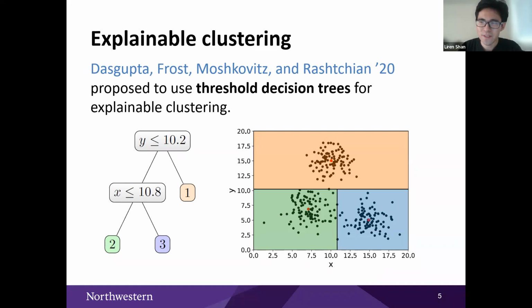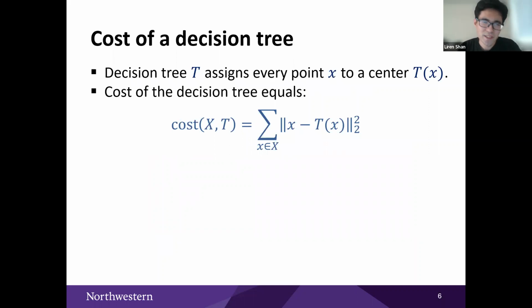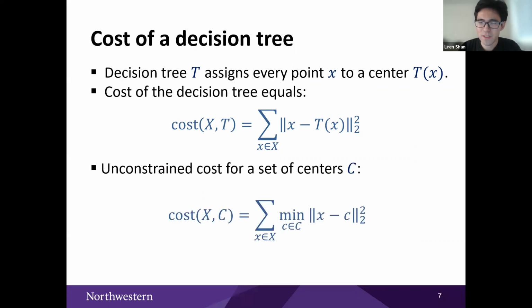Dasgupta et al. also used the k-means cost to evaluate the quality of the explainable clustering. They assign one center to each leaf of the decision tree. Thus, the decision tree T assigns every point x to a center T(x). The cost of the decision tree T equals the sum of the squared distances between x and T(x). Note that this clustering cost is very similar to the unconstrained k-means cost for a set of centers C, which is the sum of the squared distance between x and its closest center in C.